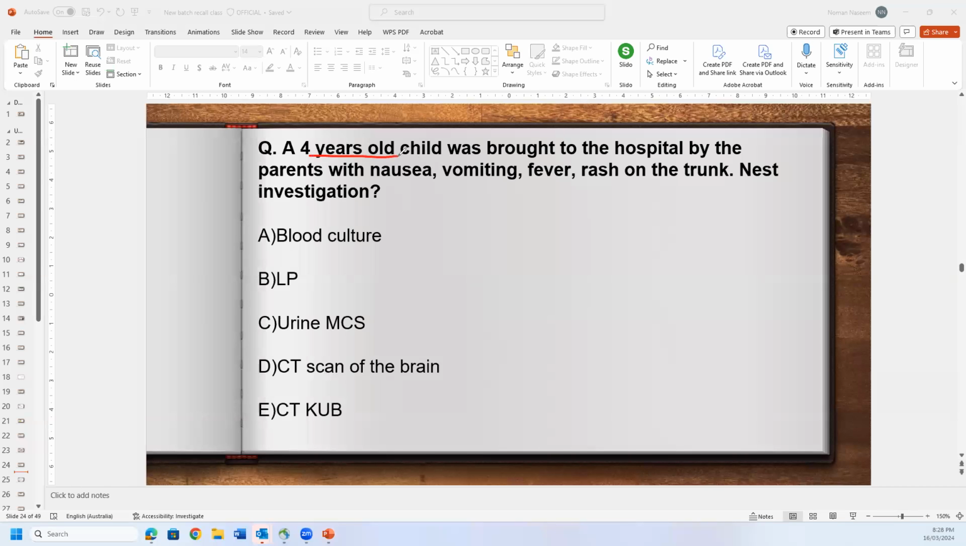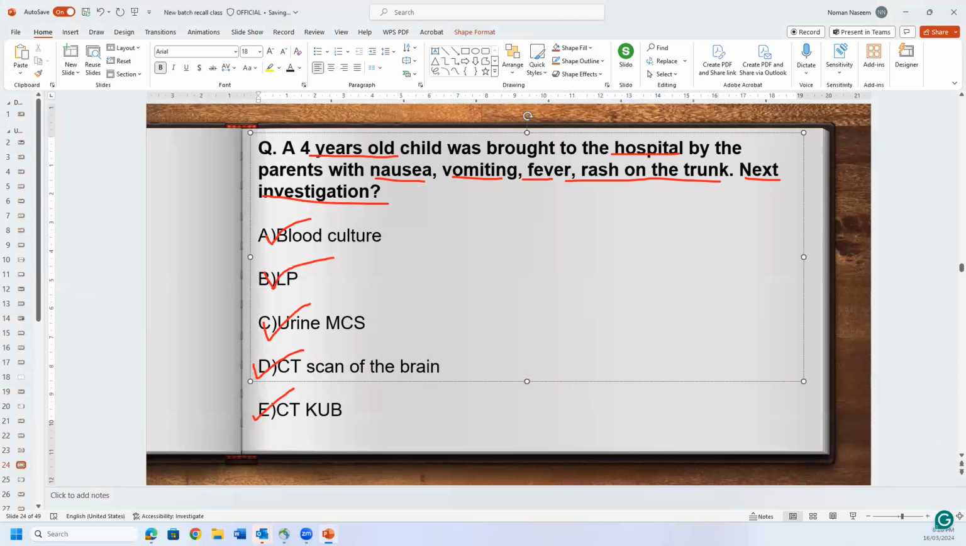A 4-year-old child was brought to hospital by parents having nausea, vomiting, fever, rash on the trunk. Next investigation: blood culture, lumbar puncture, urine MCS, CT scan of the brain, or CTK. I think they've written next. Excellent. What are we suspecting in this patient? No, not of typhoid.